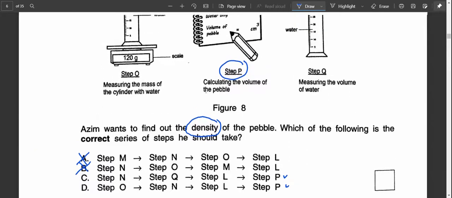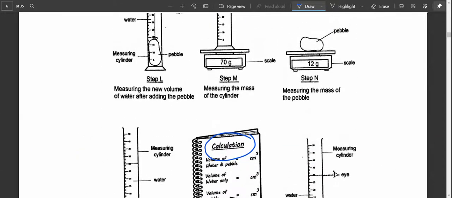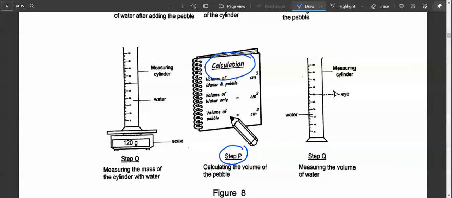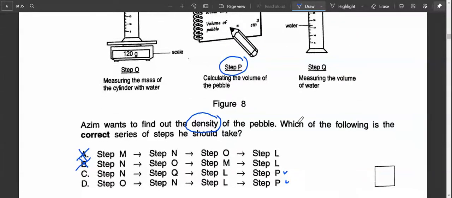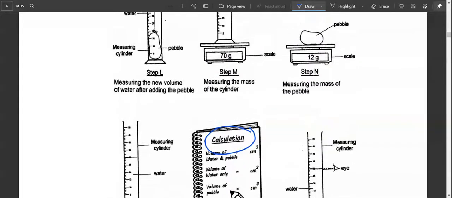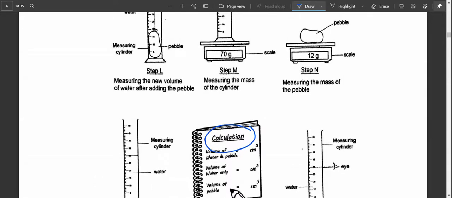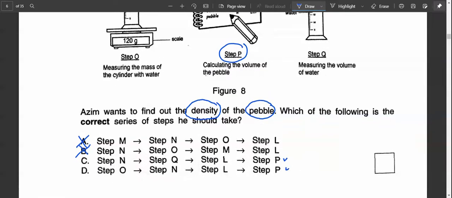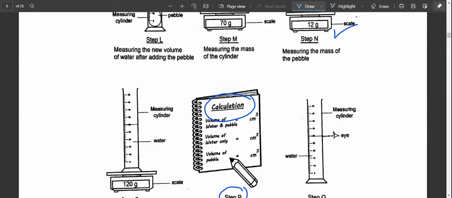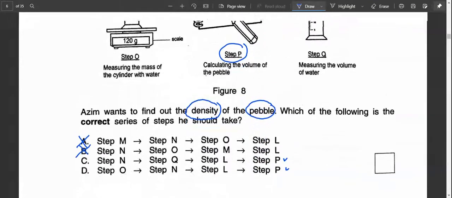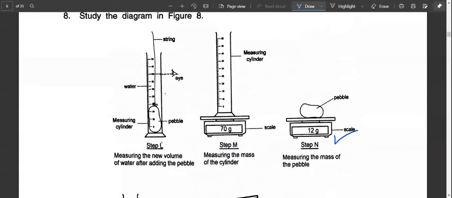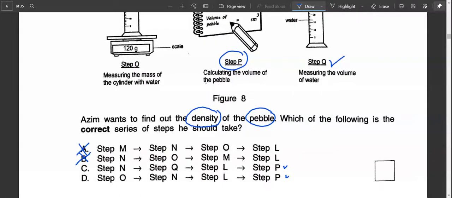Now let's have a look at the steps. Let's look at C first. C mentions step N, where you measure the mass of a pebble, followed by step O, which is measuring the mass of the cylinder with water, and followed by step L, which is measuring the new volume after adding the pebble. Now the thing is, in order to find the density of a pebble, you need to find the mass of the pebble and the volume of the pebble. You do not need to find the mass of the measuring cylinder. Therefore, you need to find the volume of the water and the volume of water with the pebble as well. So L and Q are correct.